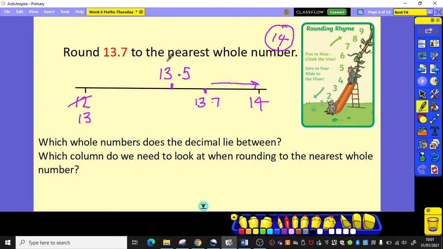Okay, looking at my ones column, even though I've got tens and ones out, I'm looking at my ones column, because that tells me that I need to look at the number before, and 5 to 9, I'm going to round up, making my ones column a 4. So yes, I've got 2 digits for my whole number, but my ones column is the important one to look at there.